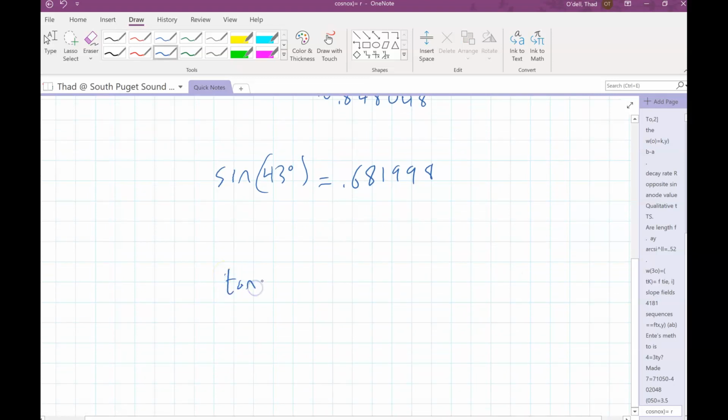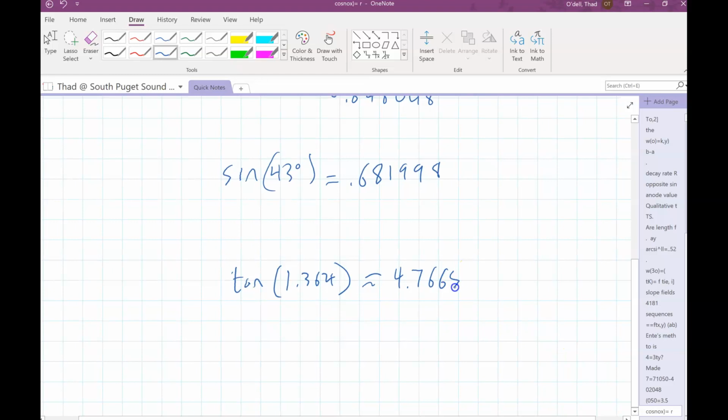So now, let's say that I want to find out tangent. And this time of pi over 6. Oh, well, that's a friendly angle, so I can do that. So let's do a different one. Let's do like 1.364. And that's in radians. So then I've got to go to my calculator, go to the mode, and switch to radians now instead of degrees. Go back out, find the tangent button, and then type in 1.364. Press enter. And I get approximately 4.76654.